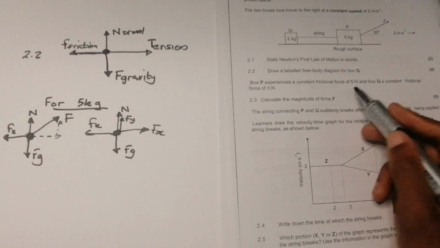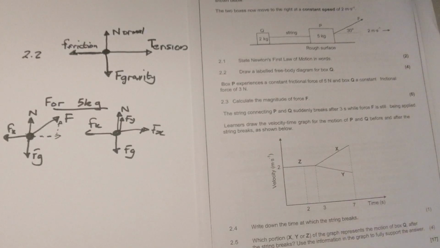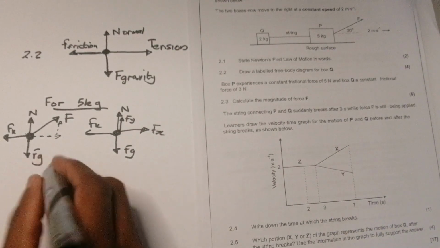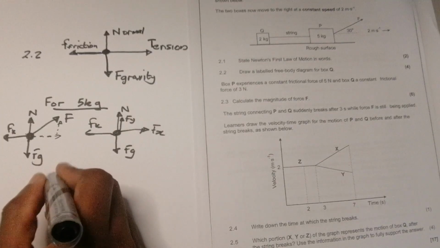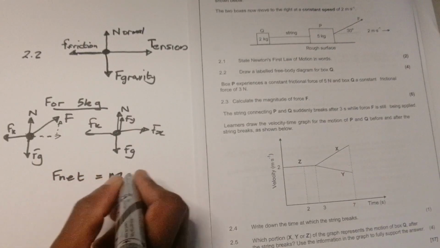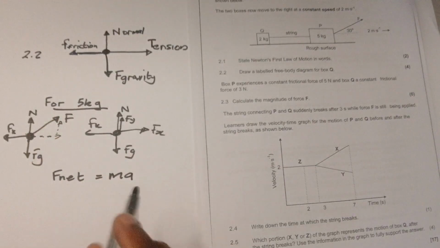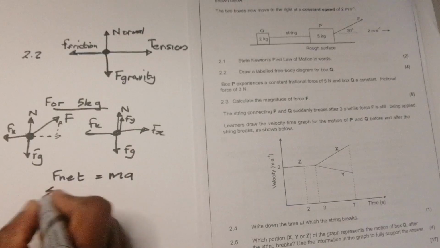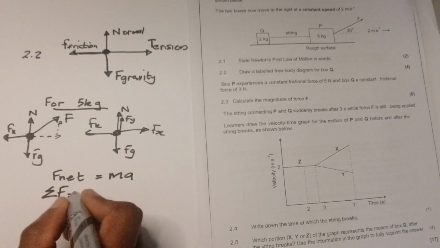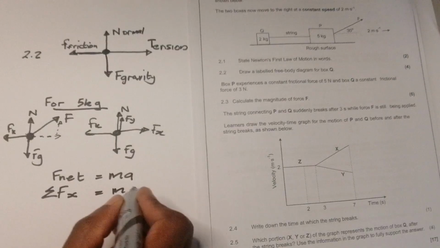But I am given the frictional force in this particular one, right? So let's rather work with the horizontal. Is that fine? Right, so I'm going to say F net is equal to MA. Remember, we're still on the 5 kg. So the sum of forces in my horizontal direction or dimension is equal to MA.